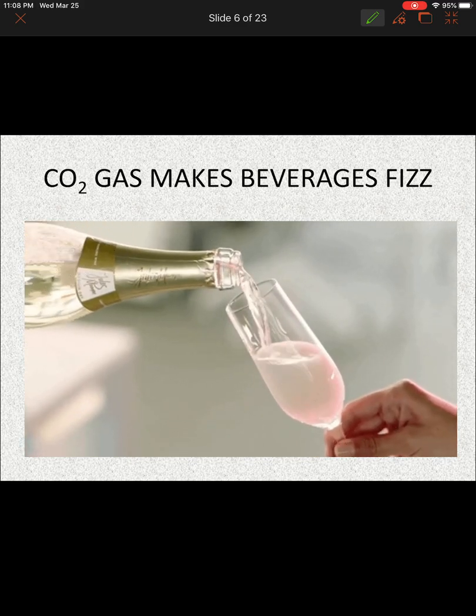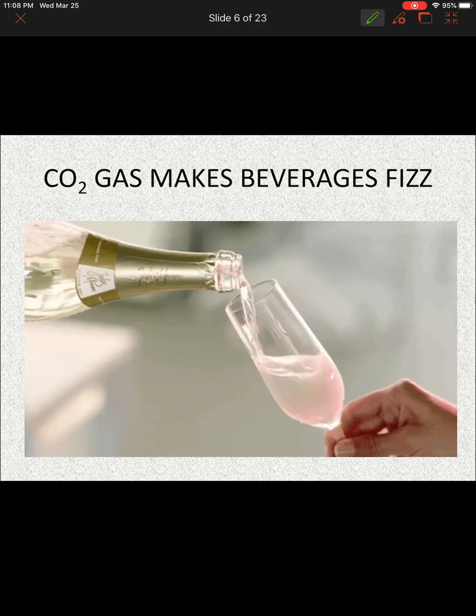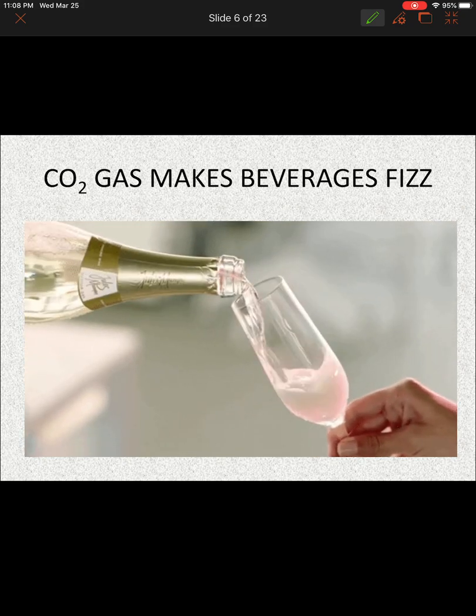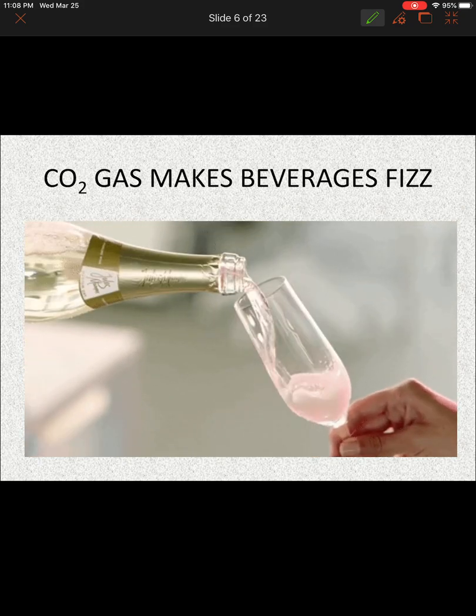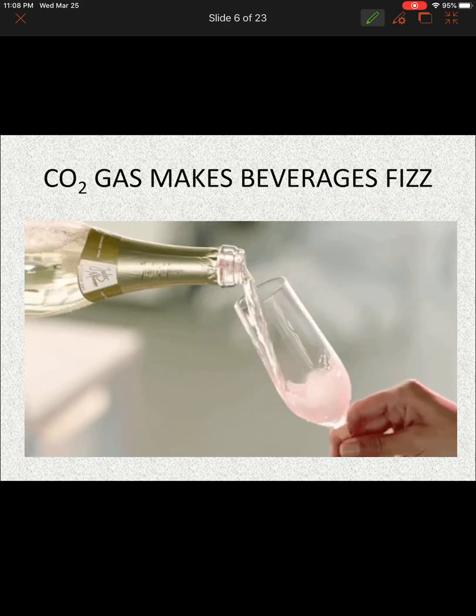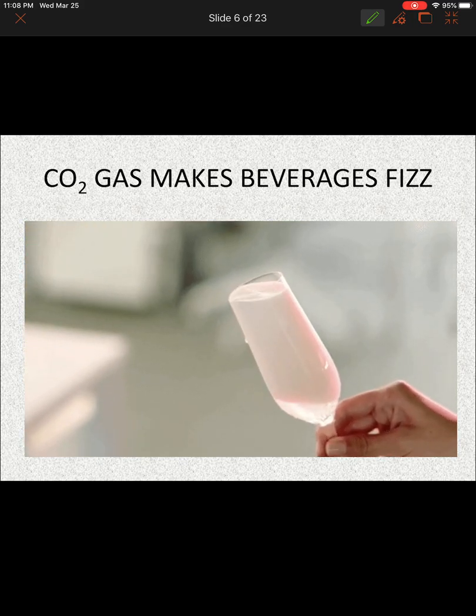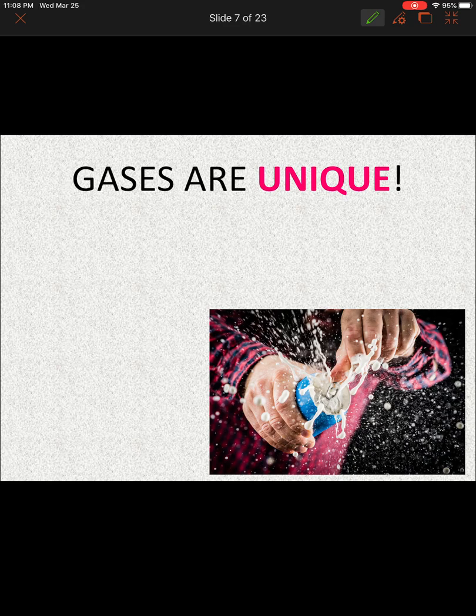As a matter of fact, it's carbon dioxide gas that makes drinks fizzy. So whether it's soda or seltzer or anything that they call sparkling, like champagne or sparkling wine, it's carbon dioxide gas that has been dissolved in the beverage that's responsible for the fizz.